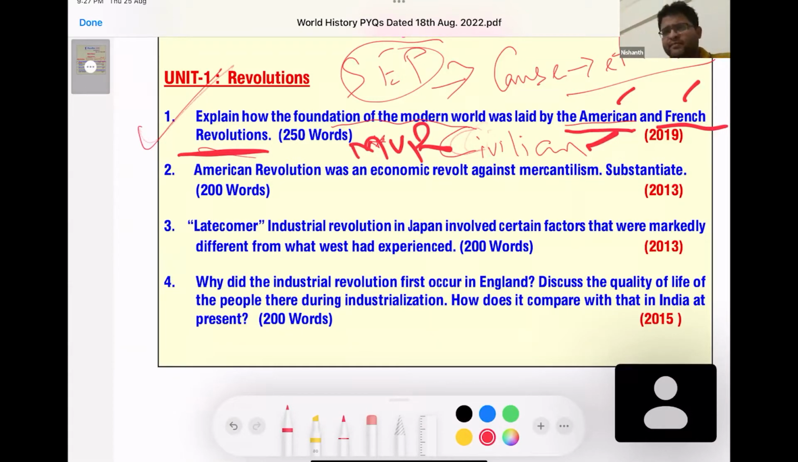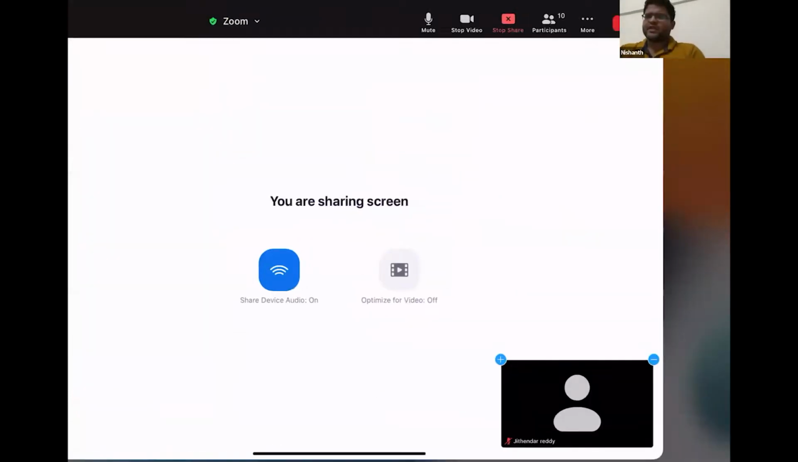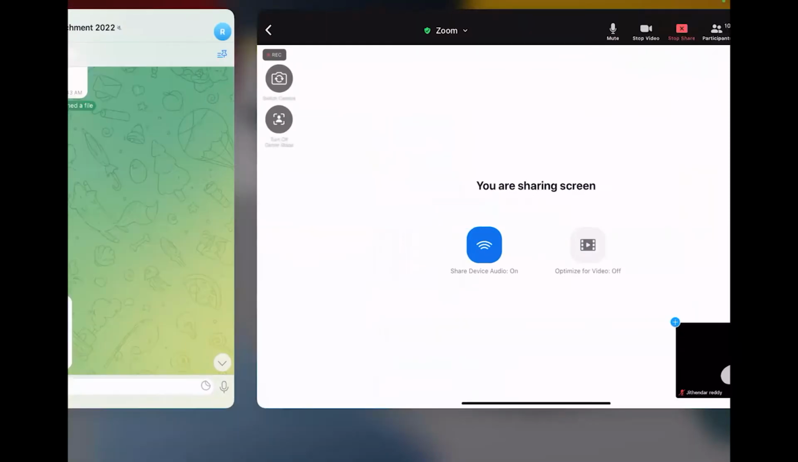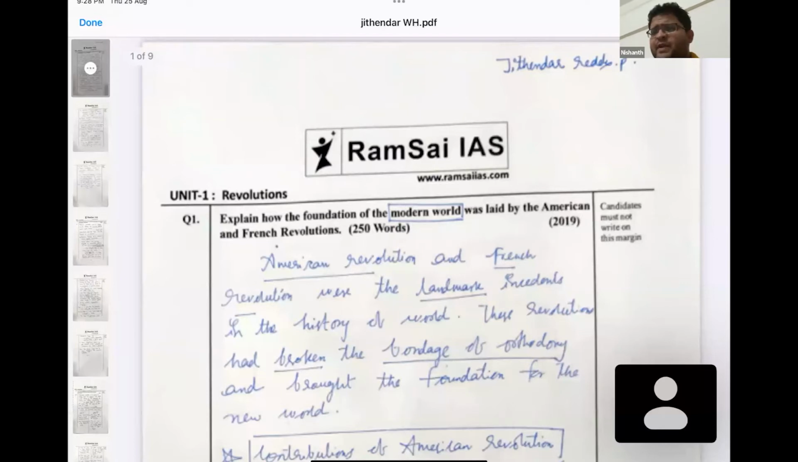Clear, everyone? Yes, sir. Any doubts with regard to this question? So where are the answers for this question? Who in the class has written these answers? Jitendra, you have written? Yes, sir. Is your answer visible?